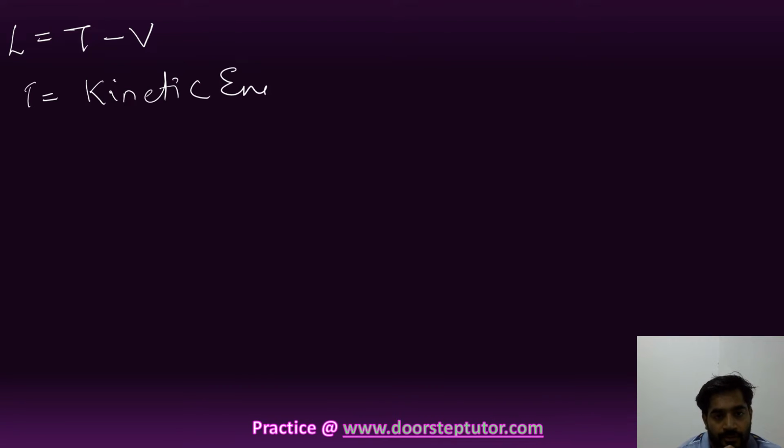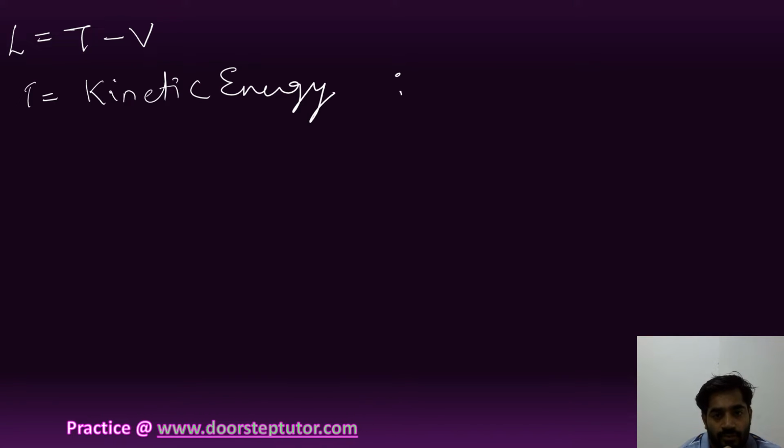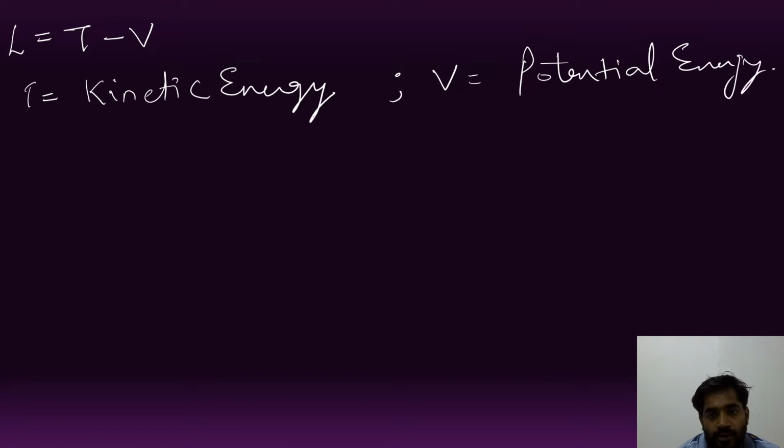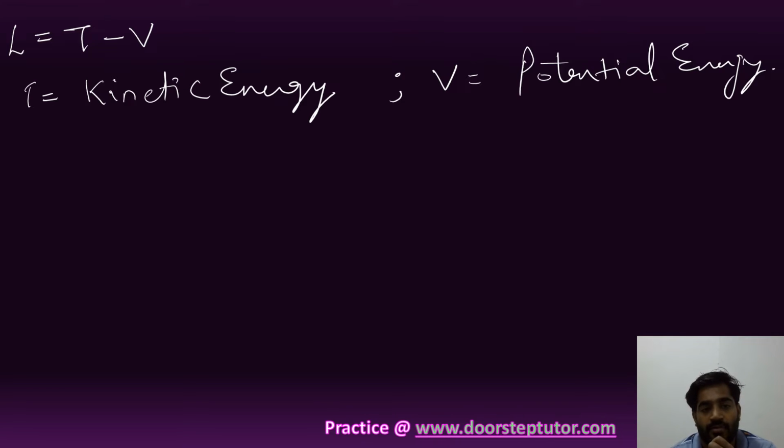So Lagrangian is L equals T minus V, where T is kinetic energy and V is potential energy. This is different from Newtonian mechanics. Lagrangian mechanics is different because in Lagrangian mechanics we are able to solve multiple-body systems.